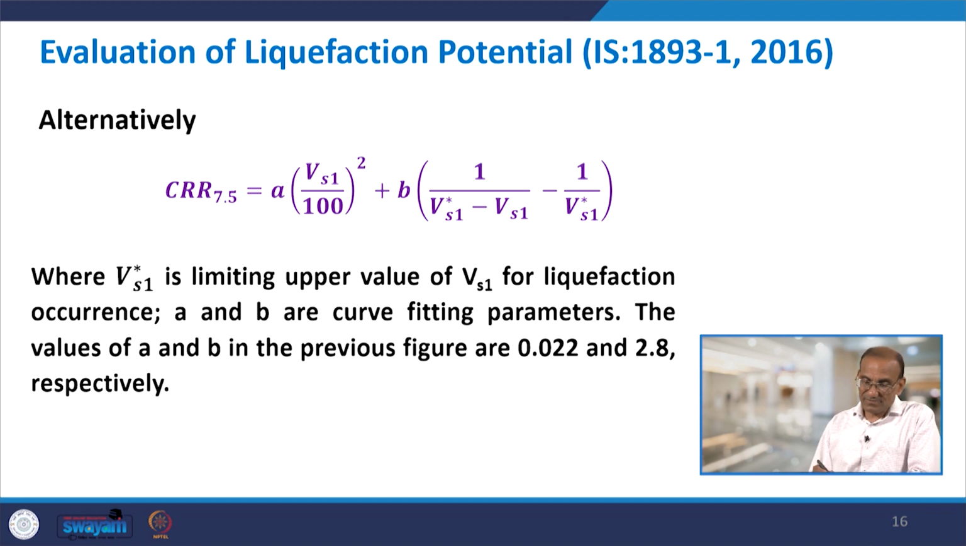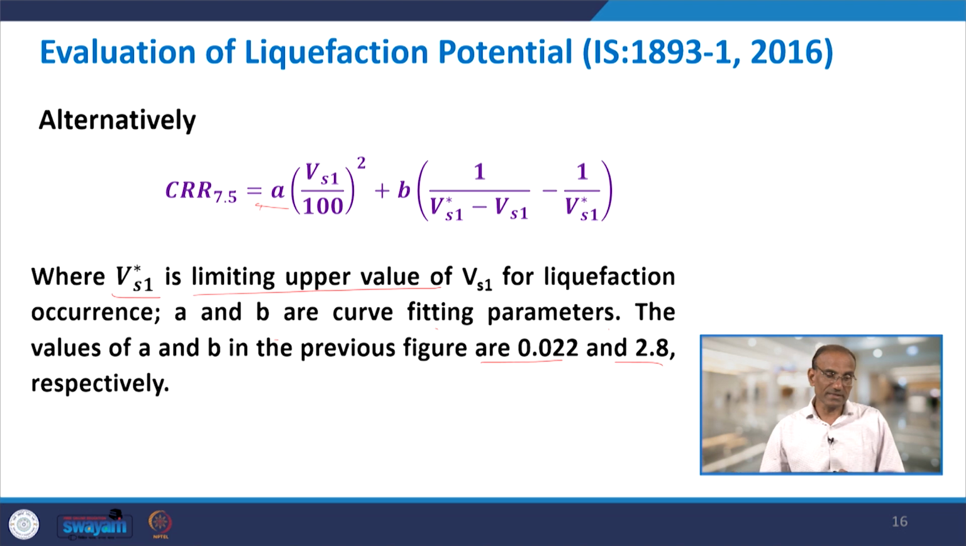In this relation, Vs1 is as we already discussed, and Vs1 star is used as a limiting upper value of Vs1 for liquefaction occurrence. That means this is higher than Vs1. A and B are curve fitting parameters. The values of A and B in these figures are 0.0022 and 2.8 respectively.